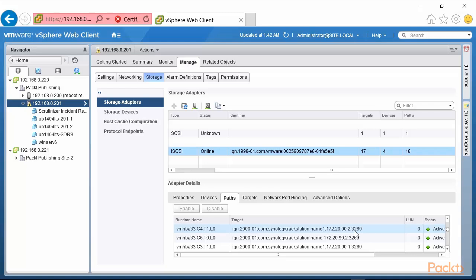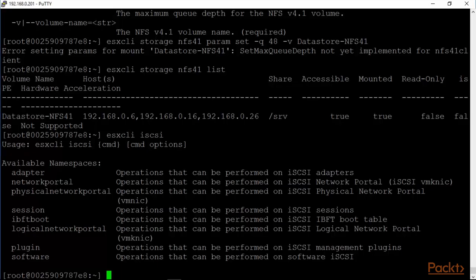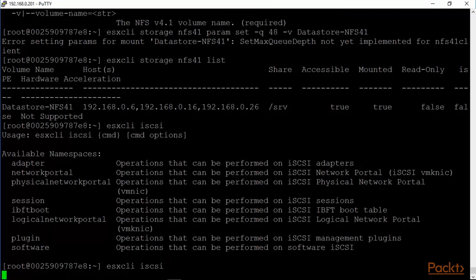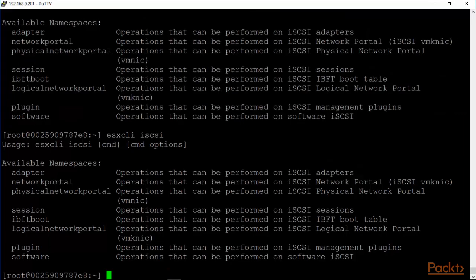We can go to the command line, take a look at some of the iSCSI namespace possibilities that exist as well. So we are back again in 192.168.0.201. When you enter the command esxcli and the namespace iscsi, these are the options that you get. You can look at the adapter, the network portal, physical network portal. This basically is the VMkernel NIC. These are logical constructs from the iSCSI specification that have been converted over and kind of translated over into vSphere. There's not much that one actually wants to do here.